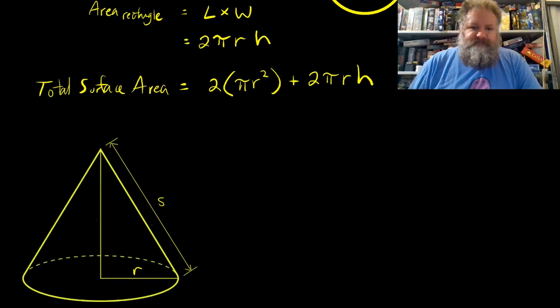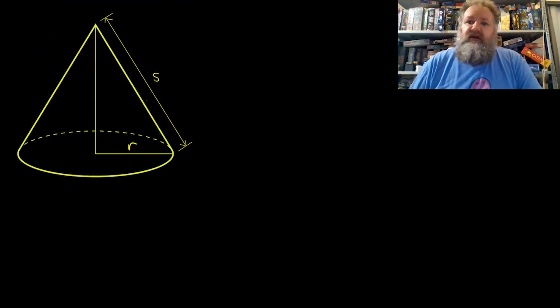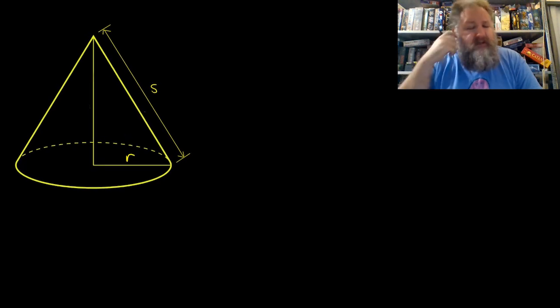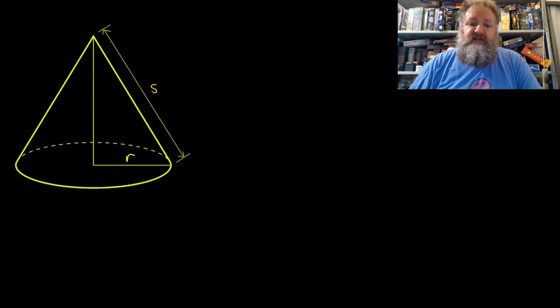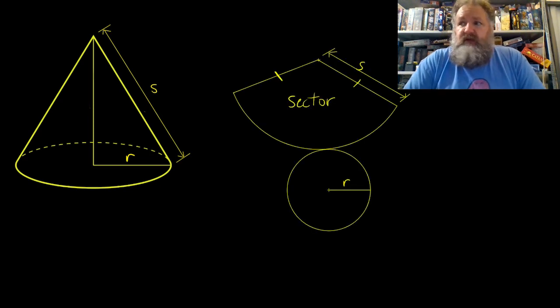The next one is the cone. Now the cone is a bit of a tricky one. Again, it helps to think about the net. What does the net of this shape actually look like? Well, when we create the net, you'll see that we have a circle, the base, which just has a radius of r. And then we have this sector.